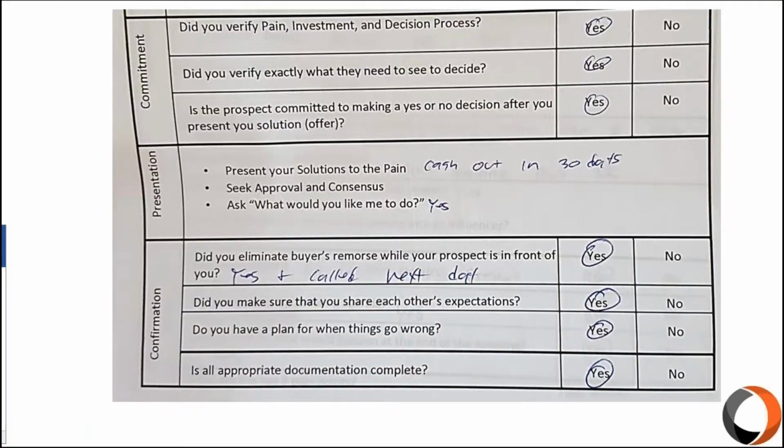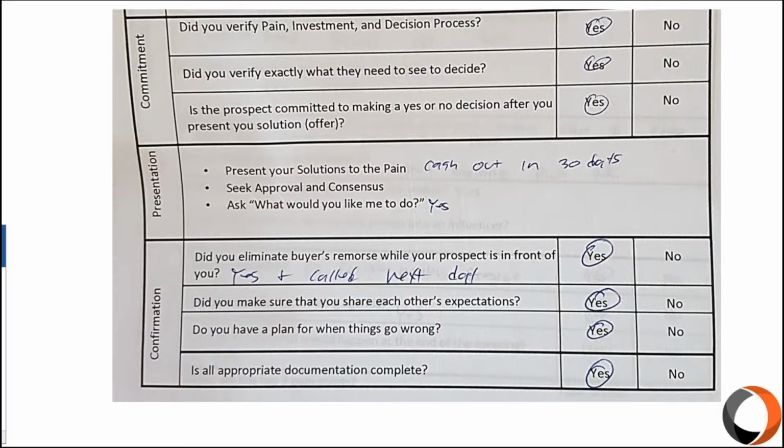All right, commitment. Remember, the commitment step is where we make sure we uncovered everything. We make sure we didn't miss anything. We make sure they're ready to give us a yes or no decision within a predetermined time frame. Did we verify those three steps? The pain, the investment, the decision process. Did we verify exactly what they need to see to be able to give that yes or no decision? Are they committed to making a yes or no decision, either now or within some predetermined length of time?